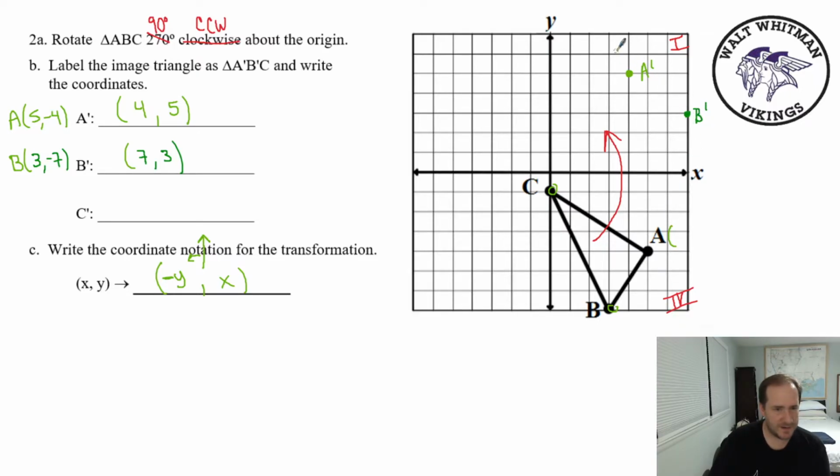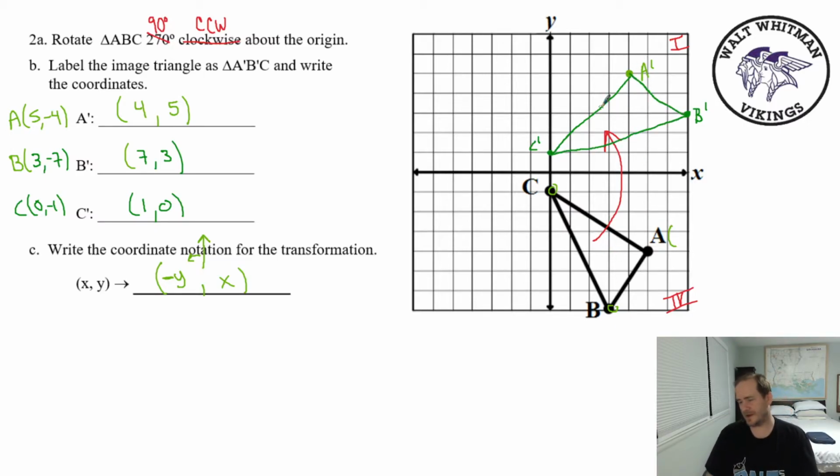And then we can do C. Now C is just at 0, -1. So that means we'll switch -1 into its new position and we'll change its sign, so it's positive. And 0 will switch. And there's our new coordinates. So C prime is just at 0, 1. It's right here. C prime. Then we can connect the dots. And hopefully that looks right to you guys.